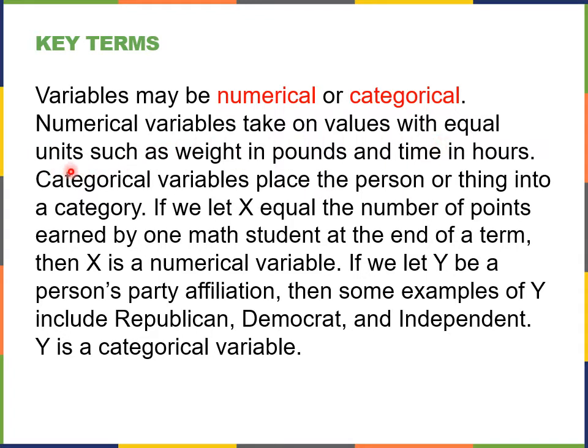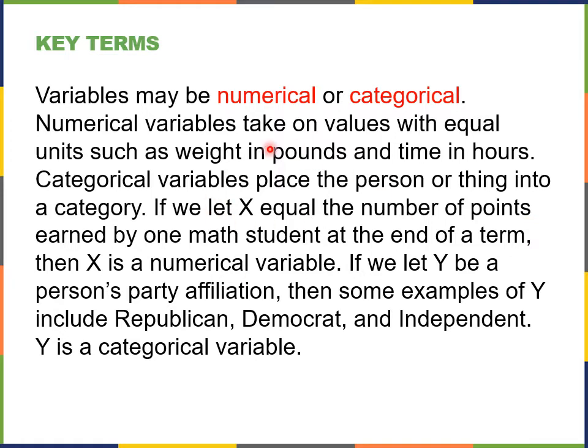They're equal units such as weights in pounds, time in hours. Categorical variables place the person or thing into a category, obviously. So, you could say colors of cars or something like that. Or in this case, we let X equal the number of points earned by one math student at the end of the term. That would be numerical. But let Y be the person's party affiliation. So they're Republican, Democrat, Independent.